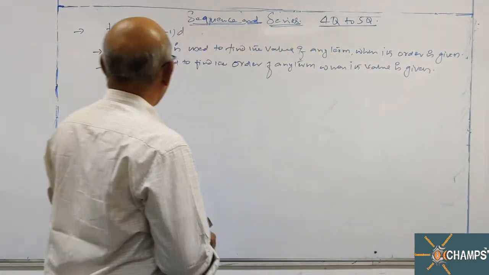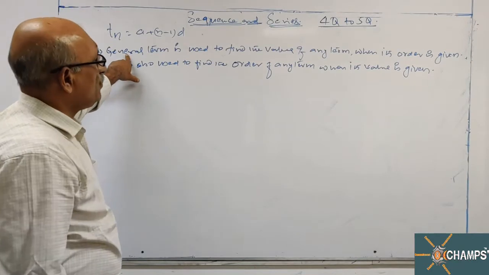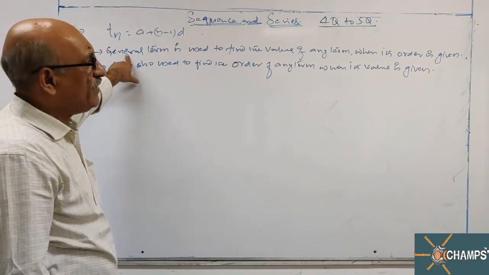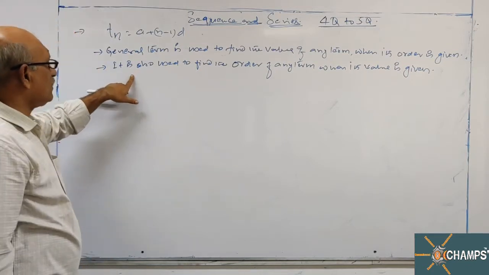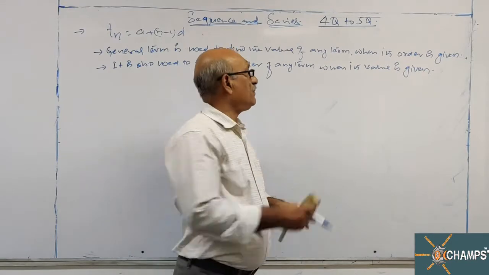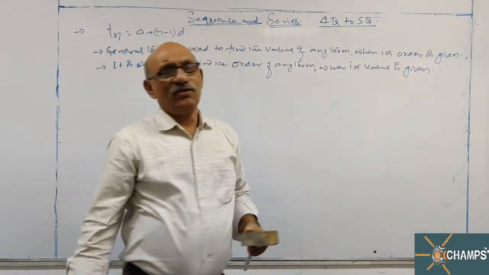Look at the first point here. General term is used to find the value of any term when its order is given. Reverse case here. It is also used to find the order of any term when its value is given.